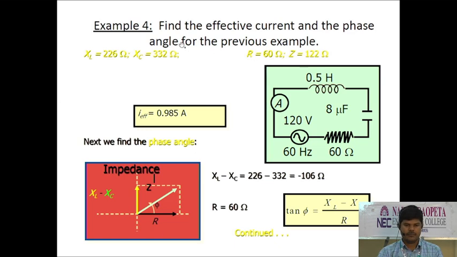See this example. Find the effective current and the phase angle from the previous example. In the previous example, the inductor value is 0.5 Henry and the resistance value is 60 ohm, so this is an RL circuit. Here we have XL as 330 ohms and XC as 226 ohms, R is 60 ohms. Total impedance we can calculate, Z is equal to 122 ohms, using the previous formula. XL minus XC is equal to 226 ohms. This is a simple calculation, and from this we can calculate the effective current as 0.9 amperes.